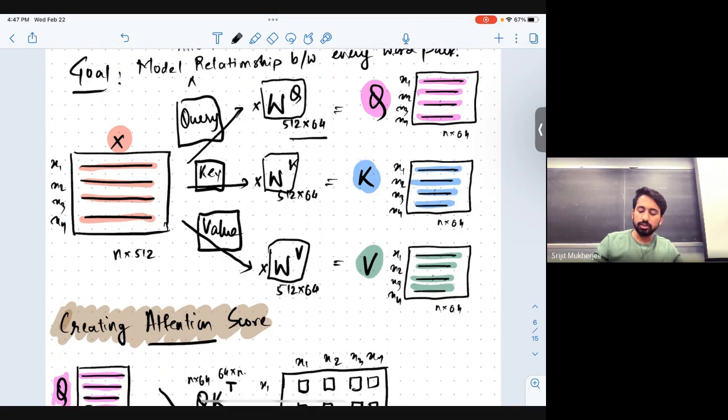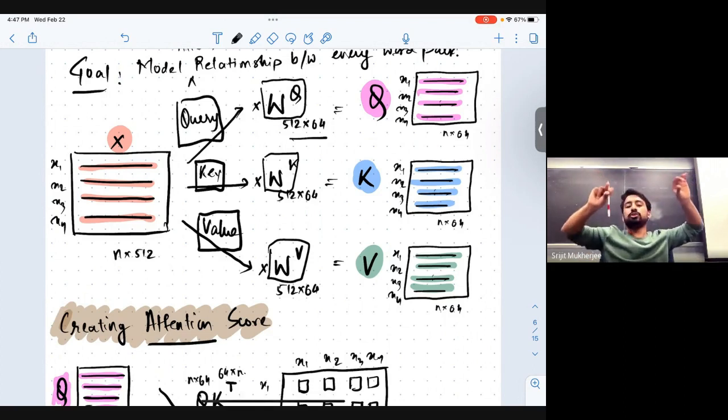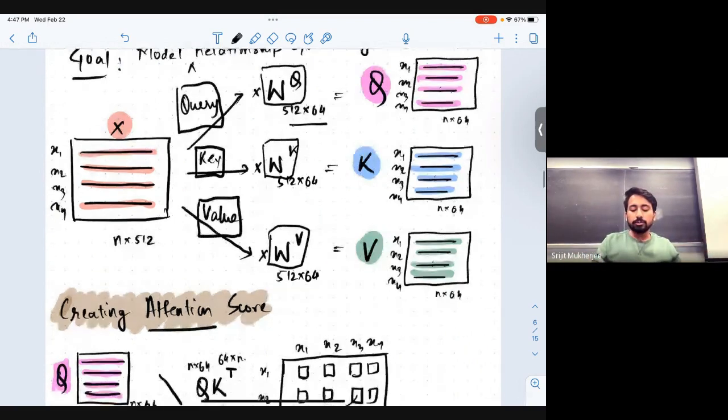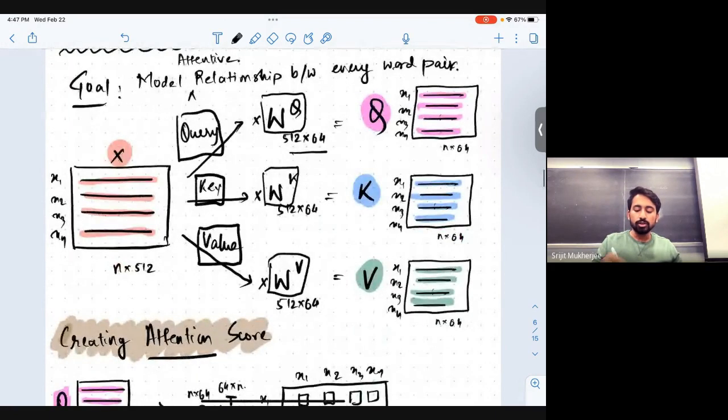Each 512 length vector is projected to a 64 length vector, in terms of query. In terms of key also, each 512 length vector is mapped to a 64 length vector. So it's an n cross 64 matrix now, and for value the same thing is done. The corresponding matrices are WQ, WK, and WV.